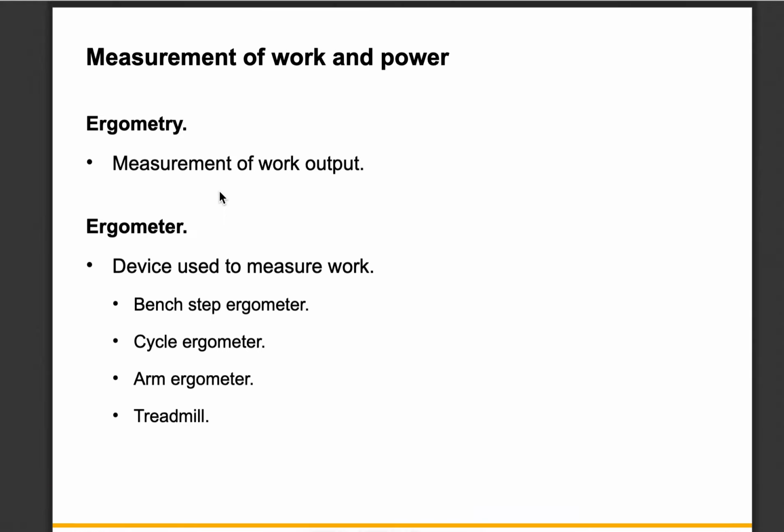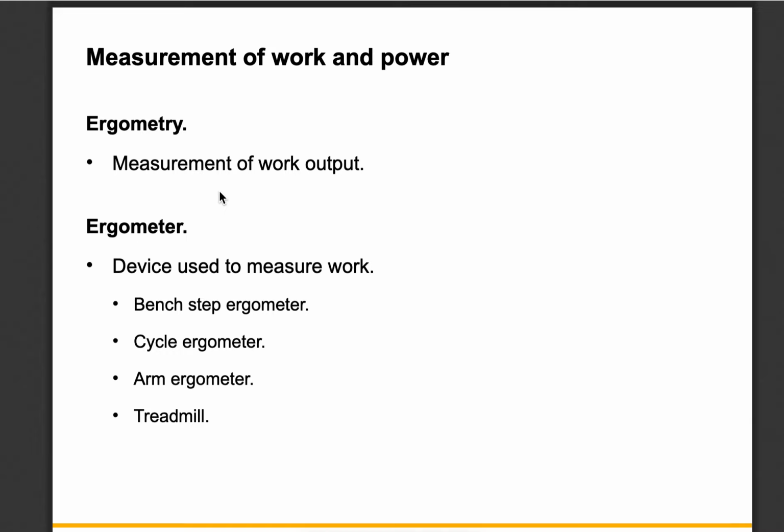And so one thing to look at when it comes to the measurement of work and power in the exercise world is something called ergometry, which is simply a way to measure work output. Ergometry is a way for us to measure how much work you're putting out in an exercise setting. And typically we do this with an ergometer, a device used to measure work.